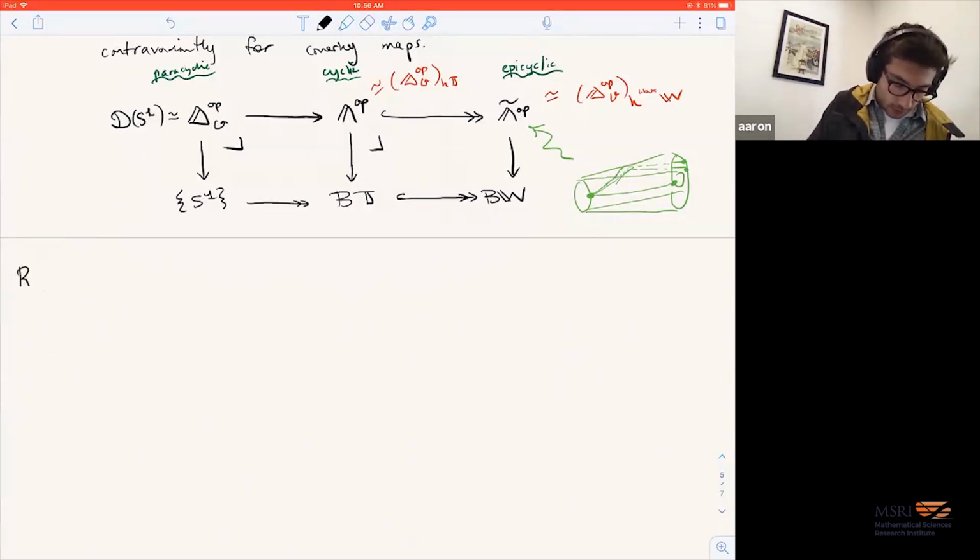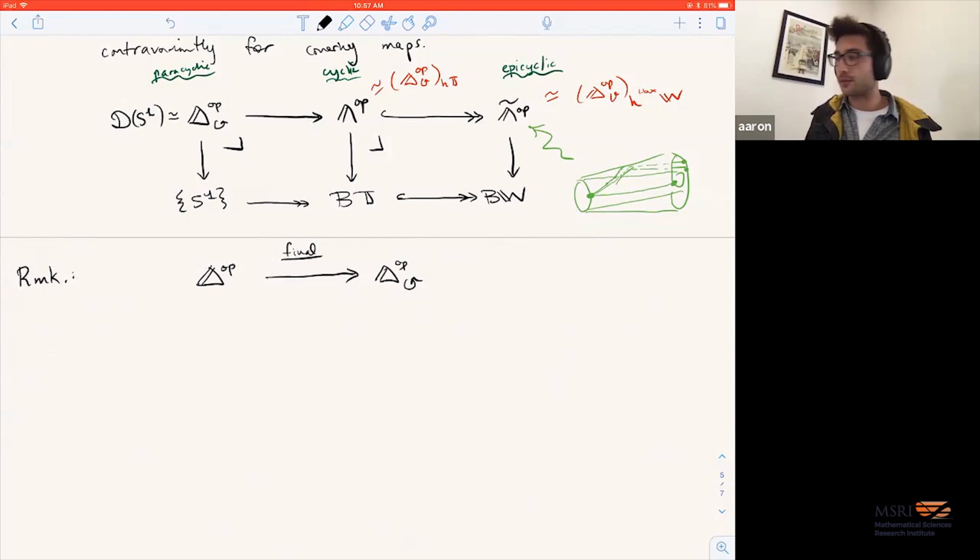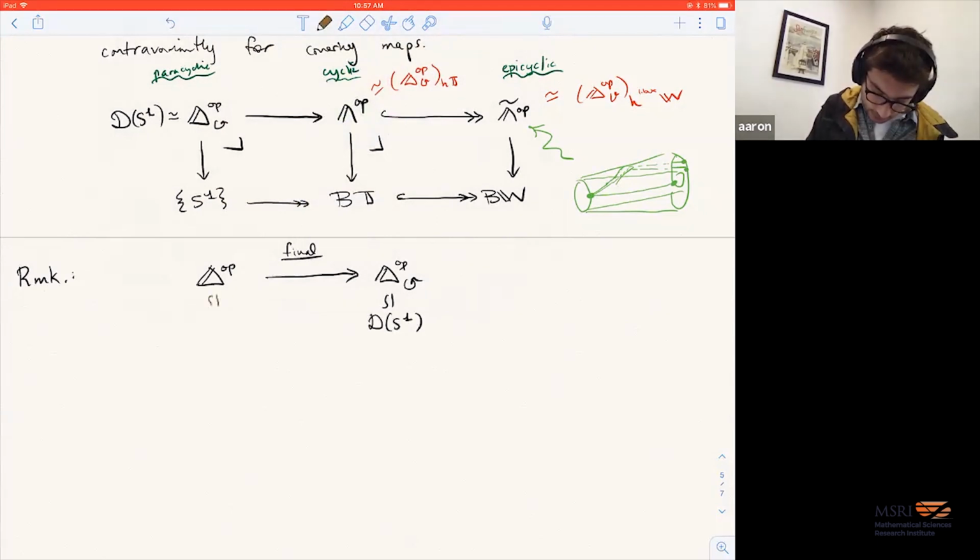Here's a remark as well. There's a standard functor from the simplicial category to the paracyclic category. And this functor is a final functor, which means that colimits over either of them are the same. And so this I've described as disk stratifications over S1. And let me just say that there's a way of identifying this as something else.